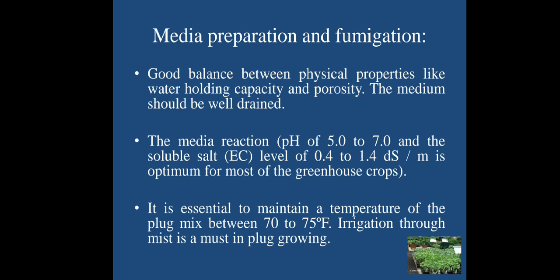Media preparation and fumigation. There should be a good balance between physical properties like water holding capacity and porosity. The medium should be well drained. A media reaction pH of 5 to 7 and a soluble salt level of 0.4 to 1.4 dS per meter is optimum for most of the greenhouse crops. It is essential to maintain a temperature of plug mix between 70 to 75 degrees Fahrenheit. Irrigation through mist is a must in plug growing.